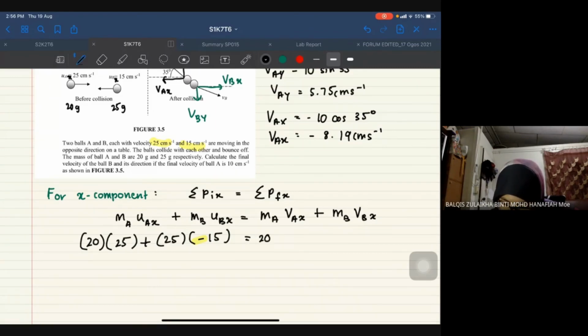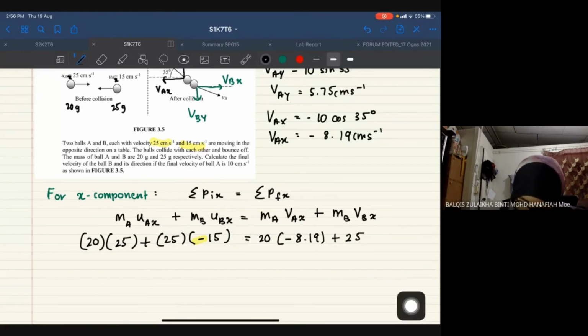VAX, we know the VAX already, which is equals to negative 8.19 plus 25. VBX here is equals to, it's the one you want to find. Okay, common mistake, there's one more problem. Do not write this one as V cos X. Don't break it apart, don't write it in this form. If you do it like that, then you will end up with two more unknowns.